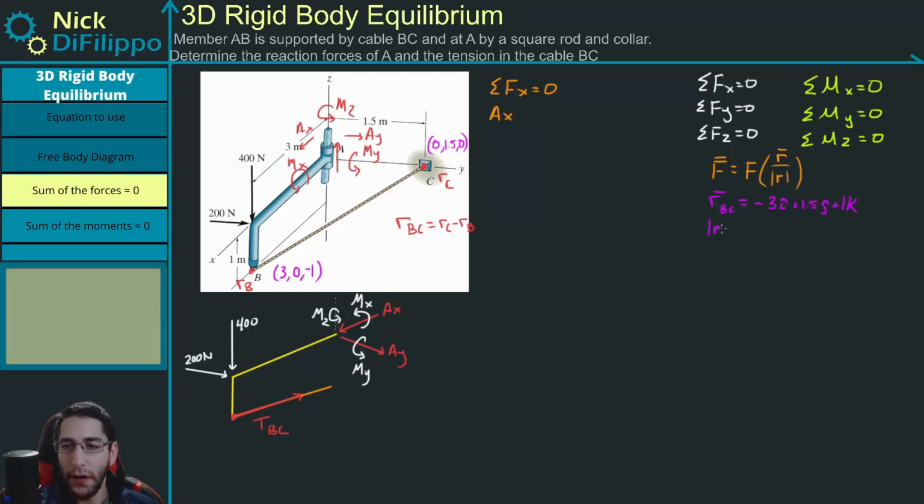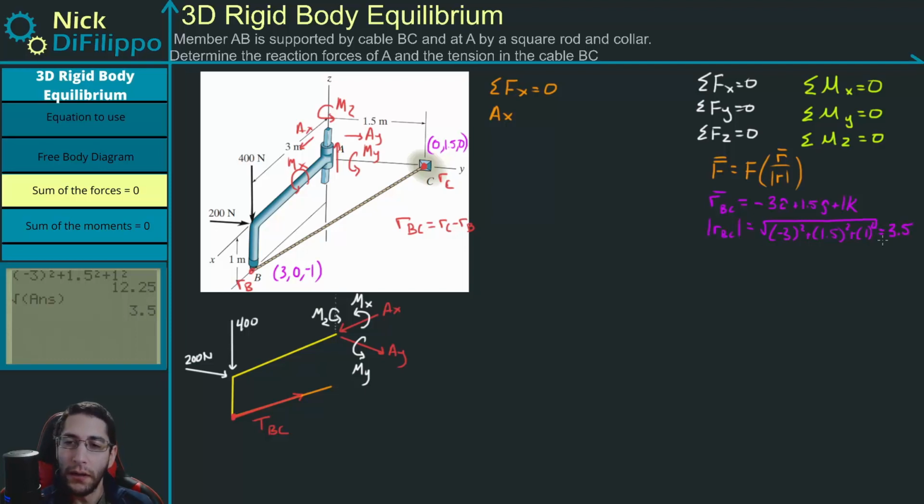The magnitude of RBC is going to be equal to the square root of minus 3 squared plus 1.5 squared plus 1 squared. So let's bring our calculator up and figure this out. Minus 3 squared plus 1.5 squared plus 1 squared, take the square root of this, and we get 3.5.